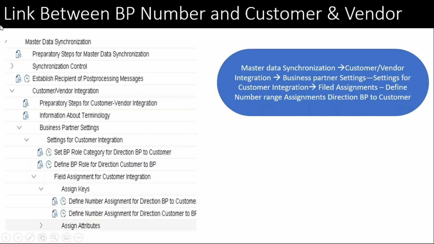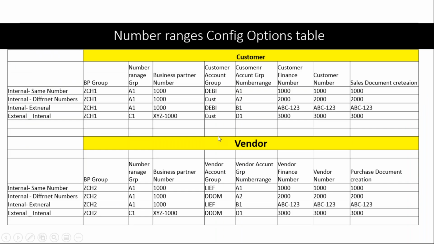So these are some of the screenshots that I put, where you will go and where you will link. We'll come to these details later, but let us understand this table, which is very, very important. I have a business partner group. I have a business partner number range. I have a customer group. I have a customer number range. SAP says as much as possible, keep the same number. That means the business partner number and customer number should be the same.